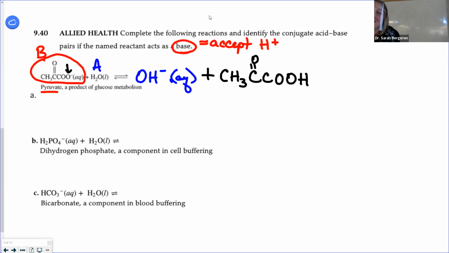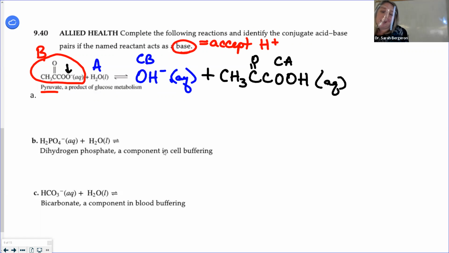Okay, now we have to identify the conjugate acid base pairs. So if pyruvate is our base, what is the thing in black that I just drew? This is the conjugate acid. If water is acting as the acid, what is this OH minus acting as? Conjugate base. And I didn't put this, but it is aqueous. Not too bad, right? Okay.